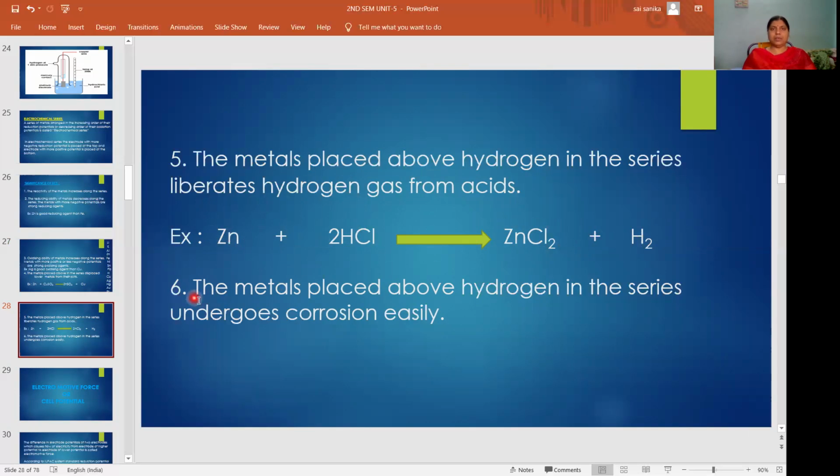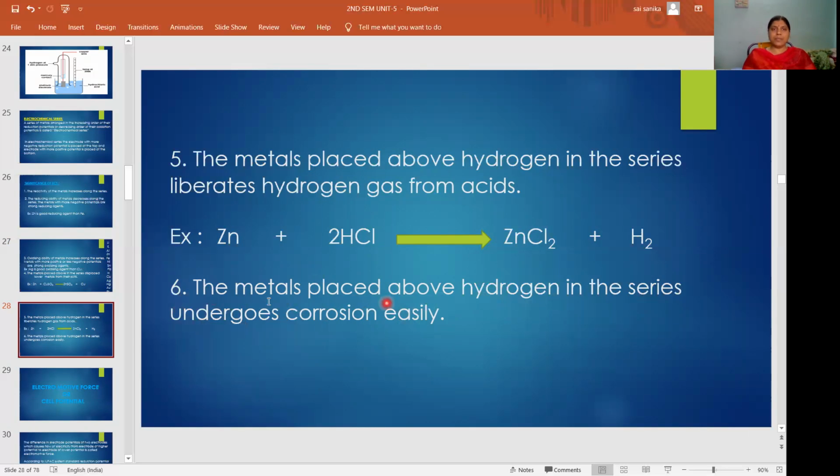Okay, then next part. The metals placed above hydrogen in the series undergo corrosion easily. So whatever the metals present above hydrogen, they are having more negative reduction potential. They are very active in nature. They are very reactive. So what happens? They undergo corrosion easily compared to the metals present below hydrogen.